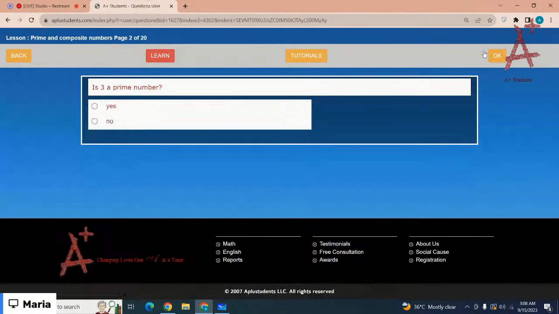Okay, is 3 a prime number? Which is the correct option? Is 3 prime or composite? You have only two factors for 3, right? 1 times 3 is 3. You don't have any other numbers that when multiplied make 3. So 3 is a prime number. Yes, 3 is a prime number.